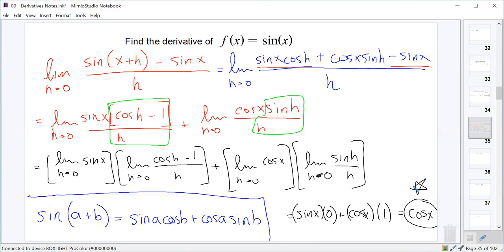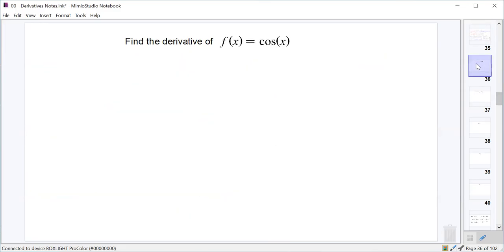This is a derivative rule that you're going to need to memorize. We're going to use it over and over and over and over again. So we have 6 different trig functions, and we're going to have to come up with derivatives for all 6 of them. So our next one is going to be to take the derivative of cosine of x.